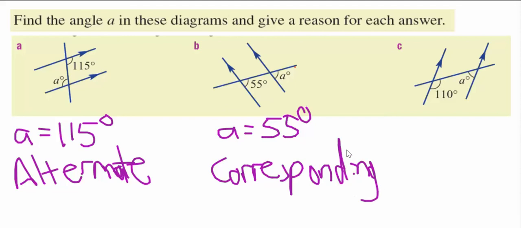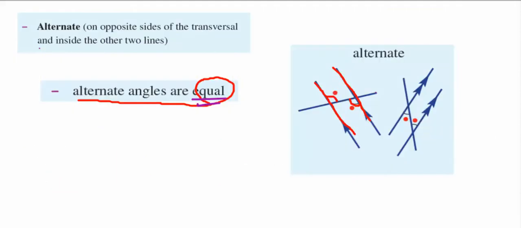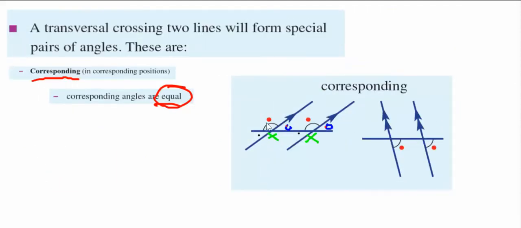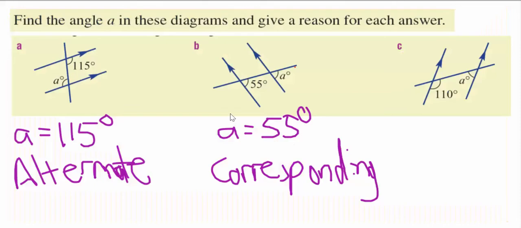This is a corresponding angle, and if we go all the way back up here, corresponding is basically the same spot, same angle, but on a different parallel line. So same spot, same angle, different parallel line, so that's corresponding.